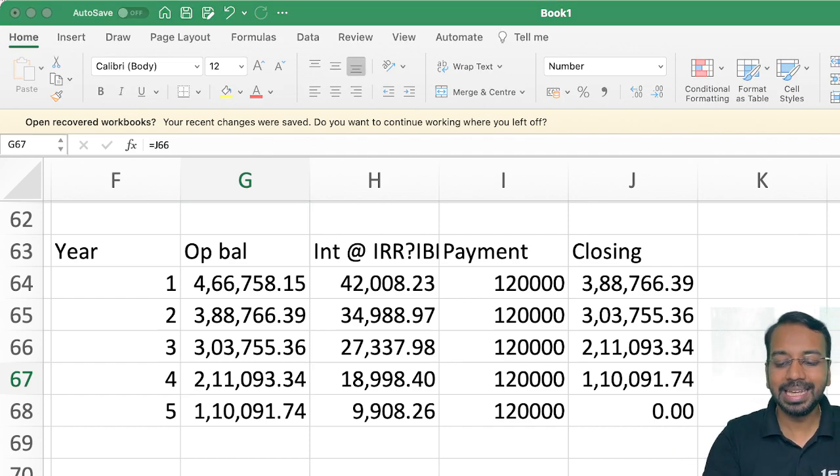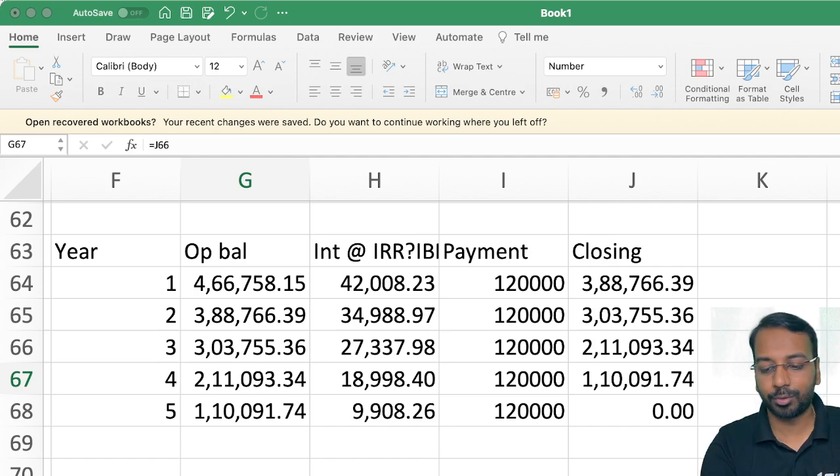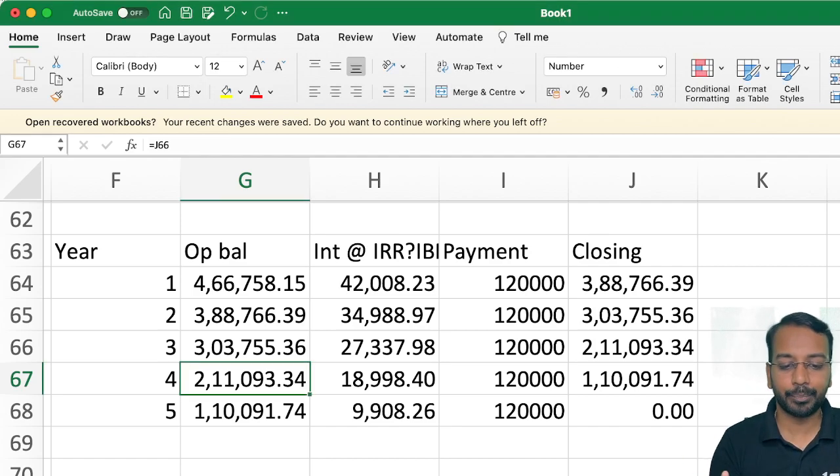This is called lease amortization schedule or lease liability amortization schedule. Very, very simple. If you follow this framework, if you follow this format, you will not forget anything in the class.